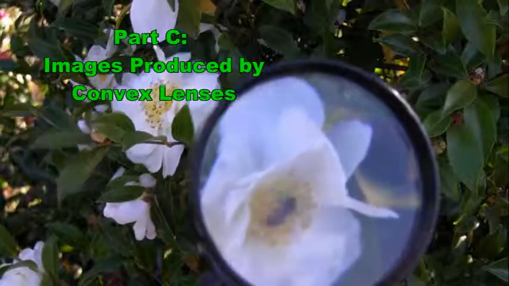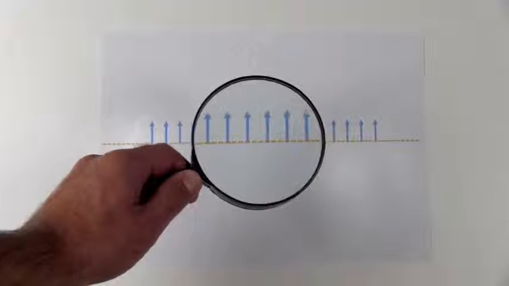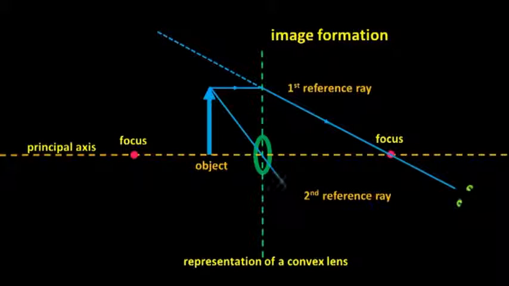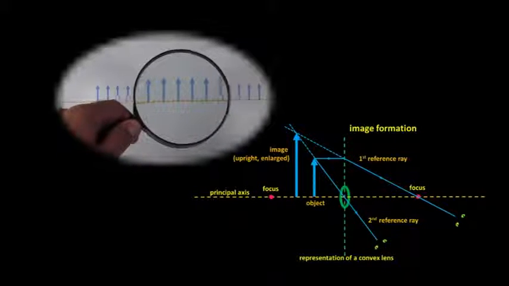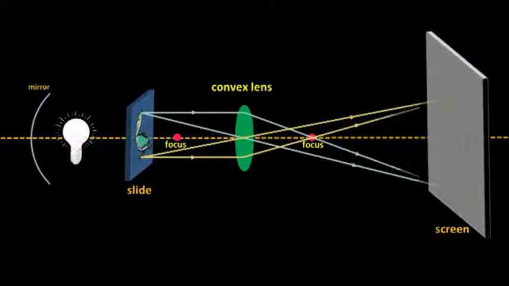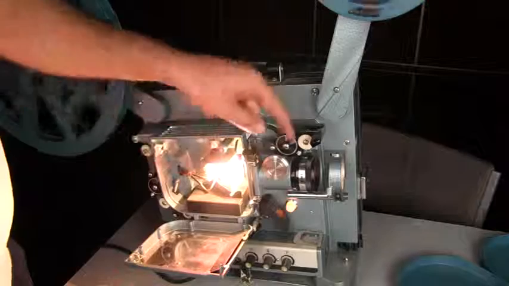We then take a look at the images produced by convex lenses when the object is close to the lens. Using real-life examples and animations, we show students why magnifying glasses, which are convex lenses, produce enlarged, upright images. In the next section, we look at so-called real images. You've just seen an excerpt from this section. We show students how images are produced on a screen and how projectors work, including how modern electronic projectors generate images.